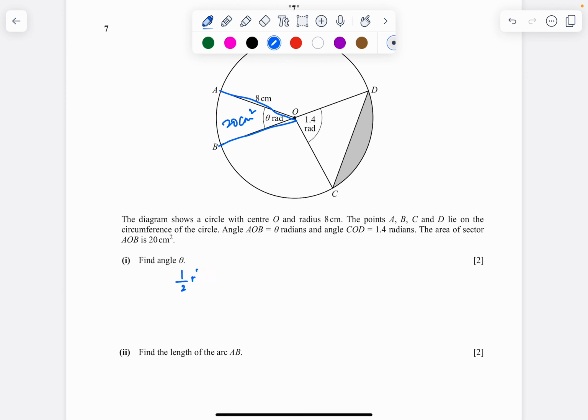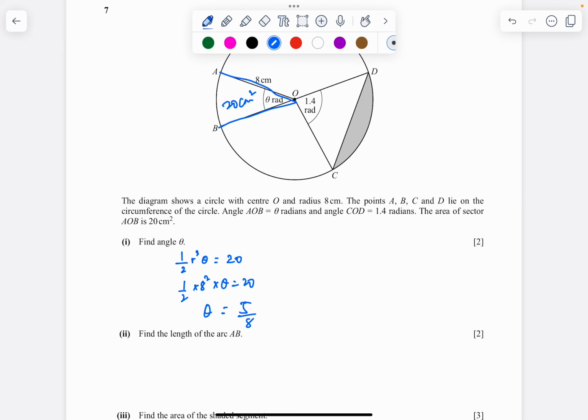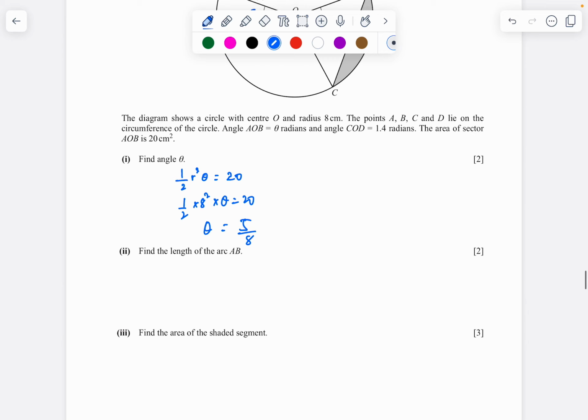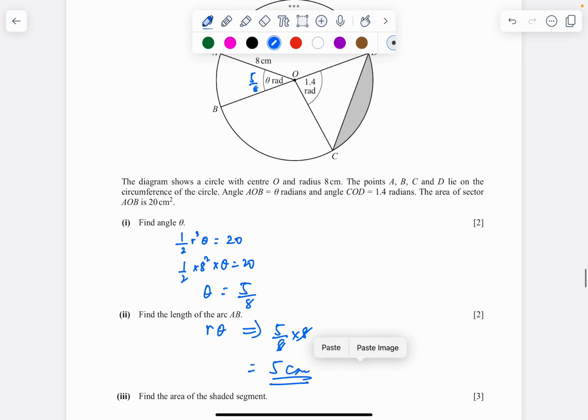So half r squared theta is equal to 20. Half times 8 squared times theta equals 20. So theta is going to be 5 over 8. Find the length of the arc AB. So we know that arc length is r theta, which is 5 over 8 times 8, which is 5 centimeters. Find the area of the shaded region.